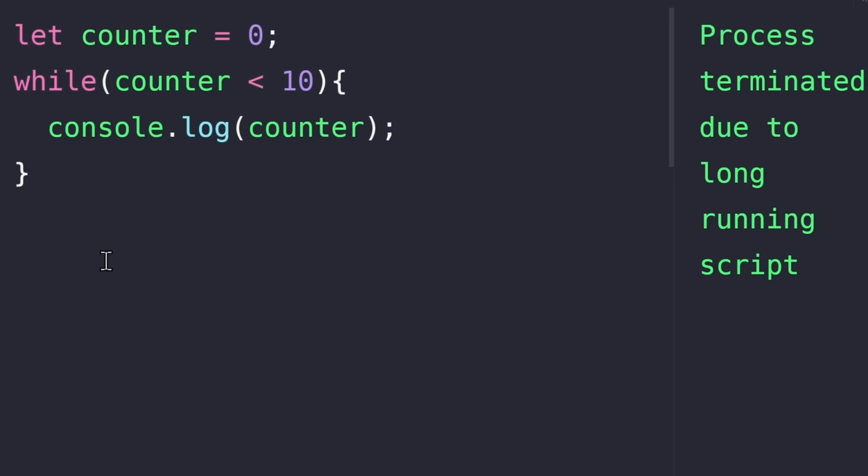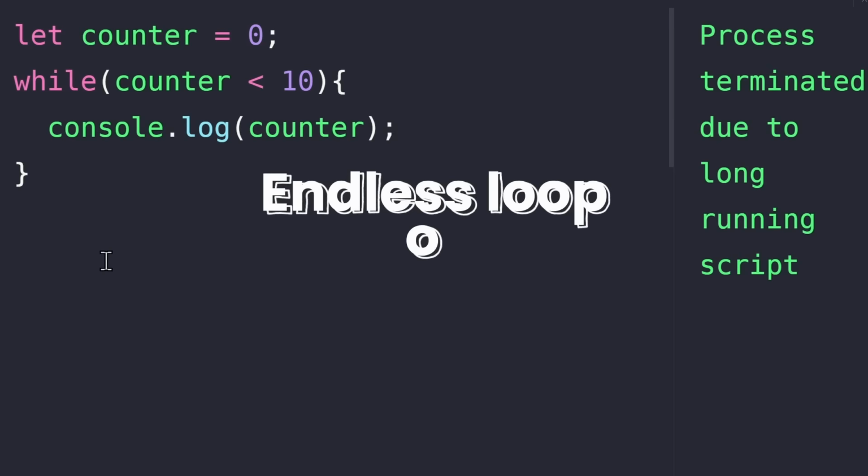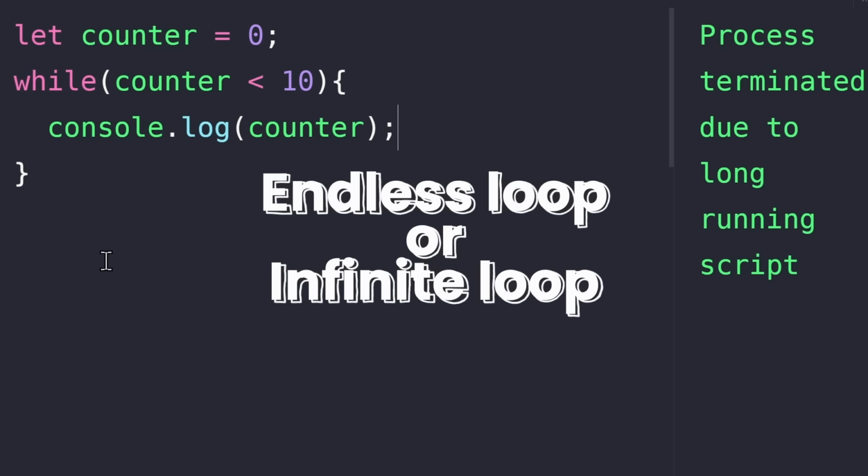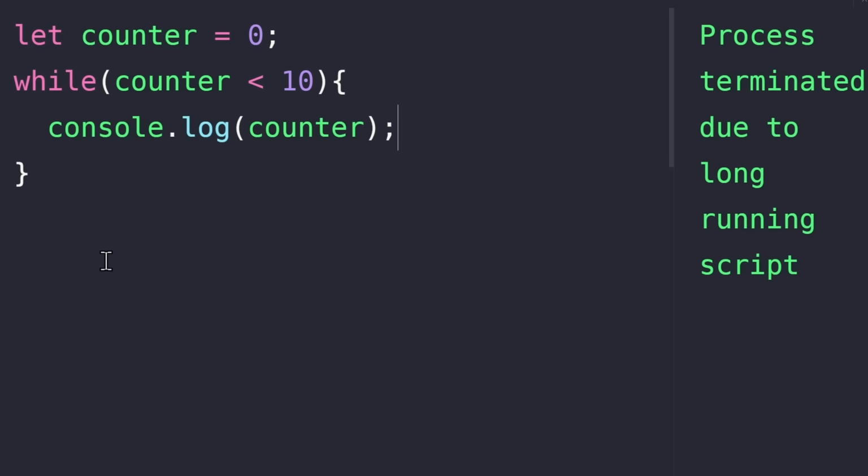If we run this code now, we have a problem, because this condition is always true. The counter is 0 and it will always be less than 10. So the loop will never stop. The code will keep executing for eternity. This is called an endless loop or infinite loop. When the condition will never be false, the loop will never stop. And of course, we have to avoid this.